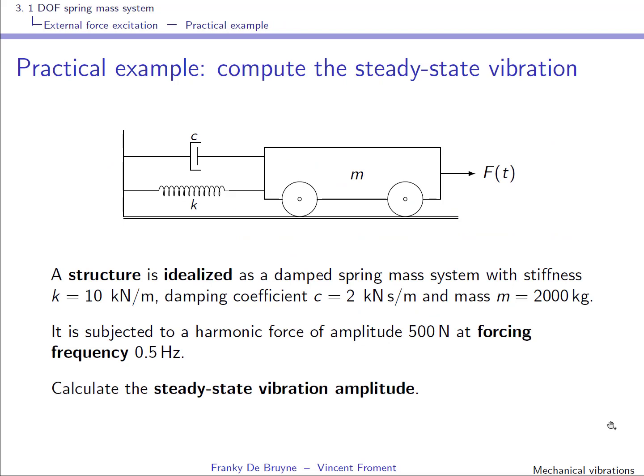Well, let us now take a small example of what we have just seen, and we consider a structure that is idealized as a spring mass system with a stiffness of 10 kilonewton per meter, a damping coefficient of 2 kilonewton second per meter, and a mass of 2000 kilos. And this system is subjected to a harmonic force of 500 newton at 0.5 hertz. And the question is, can you compute the steady state vibration amplitude?